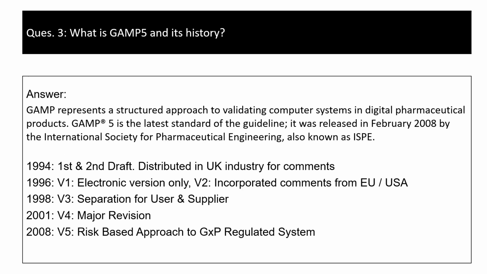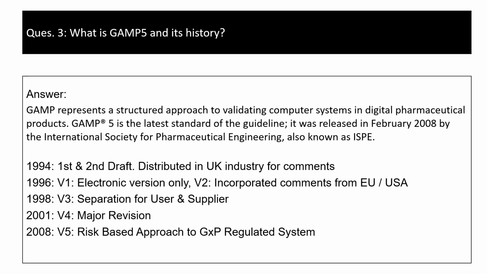Question number 3, what is GAMP 5 and its history? The answer: GAMP represents a structured approach to validating computer systems in digital pharmaceutical products. GAMP 5 is the latest standard of the guideline. It was released in February 2008 by the International Society for Pharmaceutical Engineering, which is also known as ISPE.